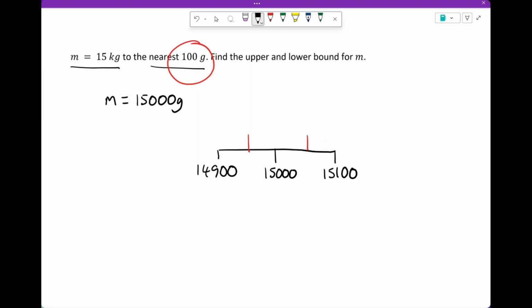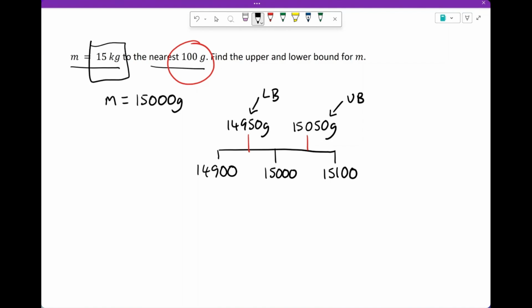So my upper bound would be 15,050 grams. So I'm going to write UB. And then my lower bound would be 14,950 grams. So I'm going to write LB. And that's the final answer because we haven't been asked for an error interval on this question, so we could stop there. However, sometimes what you're required to do is to give your upper and lower bound in the other unit. So we got kilograms over there.